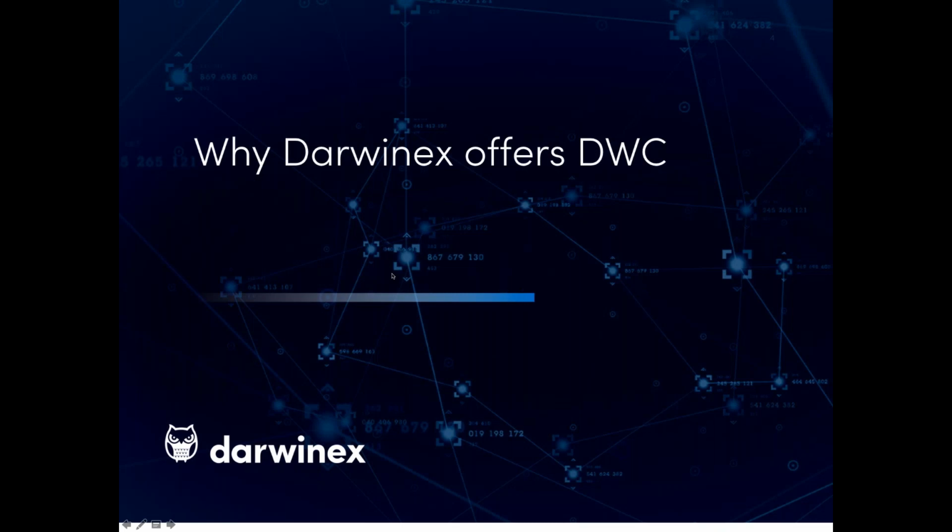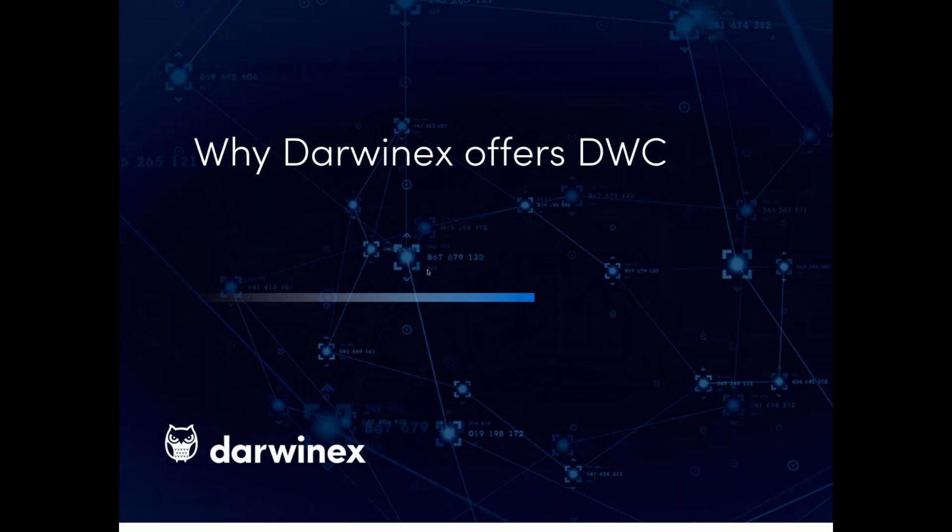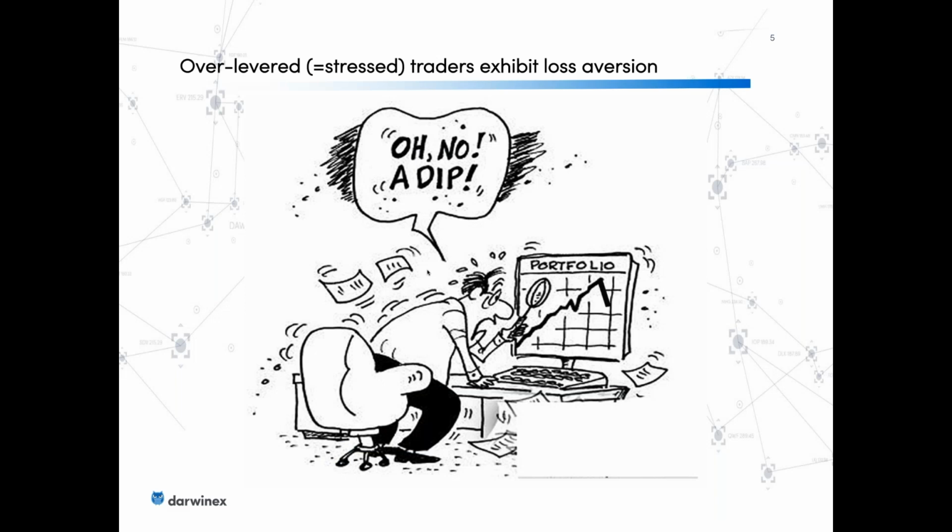As I mentioned, two topics for today. The first one is, why does Darwinex offer DWC, the index? Well, the core reason we do is that over-levered traders exhibit loss aversion. If you're not really sure about what loss aversion means, you can read about it, but we're going to do a bit of a thought experiment today.